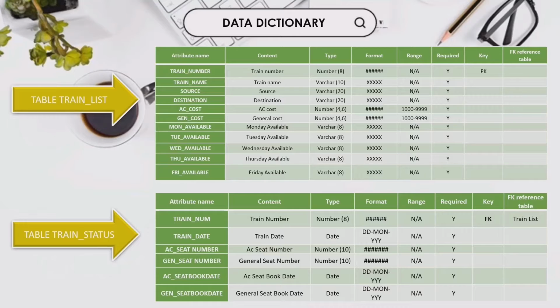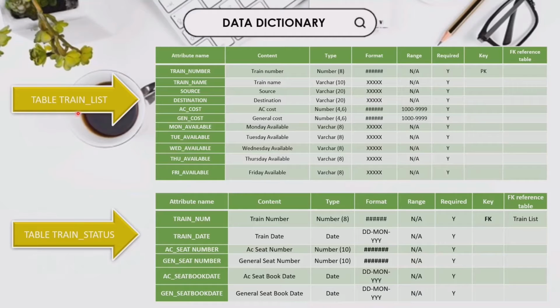So we continue to the next part, which is the data dictionary for the railway reservation database. We have created 5 tables, and the elements on the table are attribute name, content, which is the translation of the attributes, and next is type. We will use number, varchar, and date. Next are format, range, required, key, and foreign key reference tables.